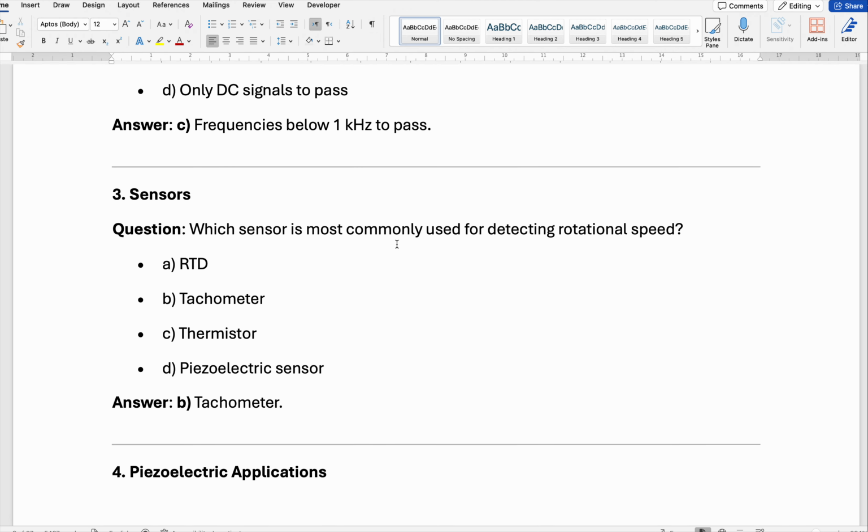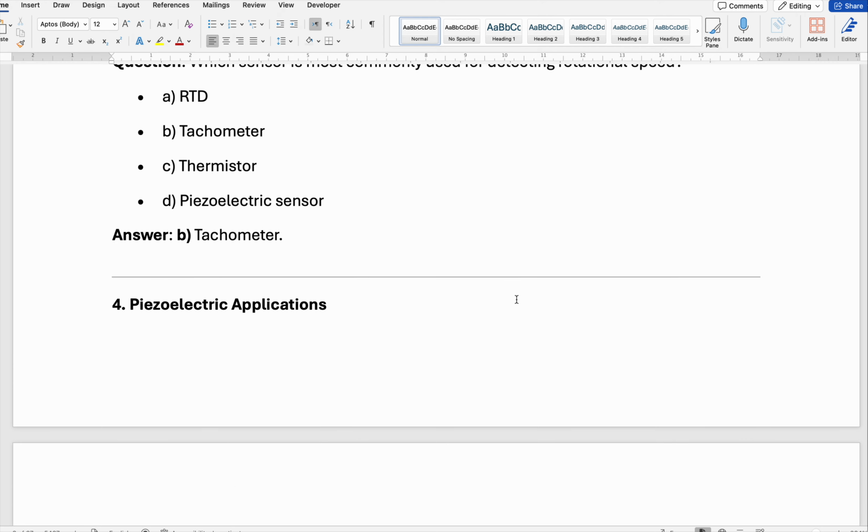Sensors: which sensor is the most commonly used for detecting rotational speed? Now, for rotational speed, we have the tachometer. If you can just go back and see, RTD is temperature, thermistor is temperature, and piezoelectric sensors are mechanical stress. It could be to do with pressure, for example, in this case. But definitely, it's nothing to do with rotational speed.